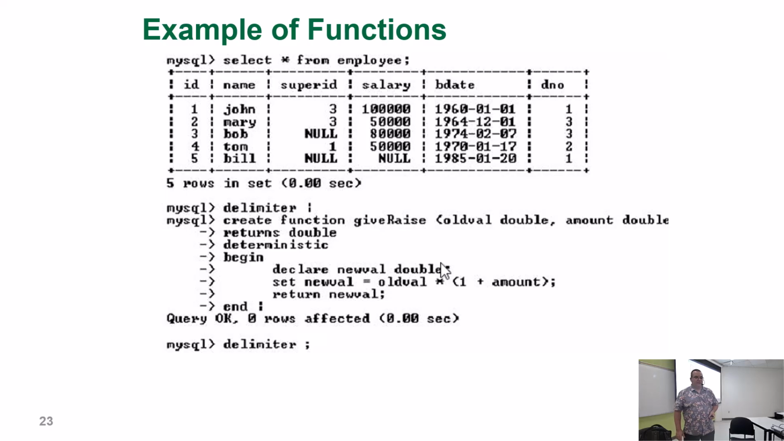And yeah, it looks like this went through the JPEG filter a million times. So here's a function to give a person a raise. Change our delimiter, create a function, give raise, old value, new value, returns a double. Now here's something that you guys don't have in Python or in C#. Well, maybe in C#, but definitely don't have this in Python. The next piece is deterministic or not deterministic.